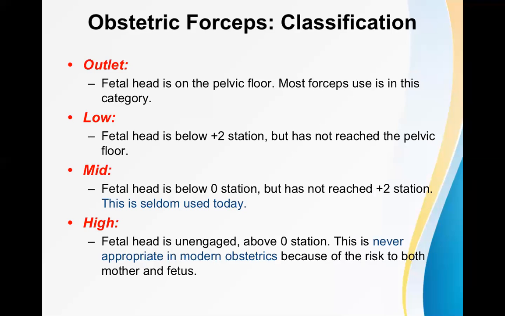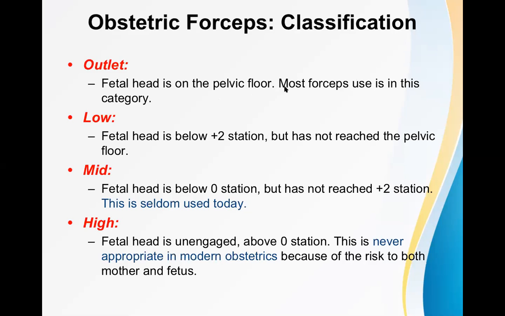Now, let's classify the different types of obstetrical forceps. What are the different types? One is known as outlet forceps. Another is low forceps, mid forceps, and high forceps delivery. Now, what do you mean by outlet forceps delivery? In this type, the fetal head is already on the pelvic floor. It is already on the pelvic floor, and most forceps use is in this category. This is the outlet forceps application. You can understand it like that.